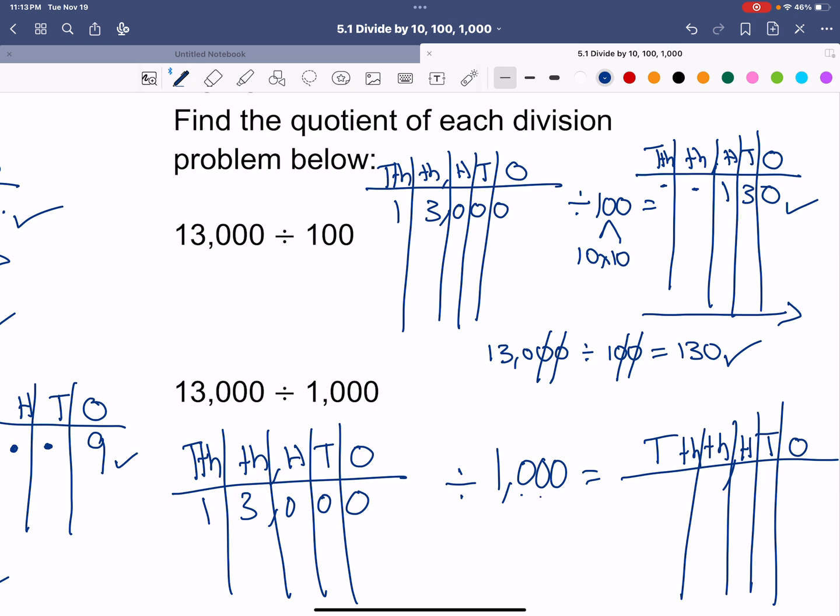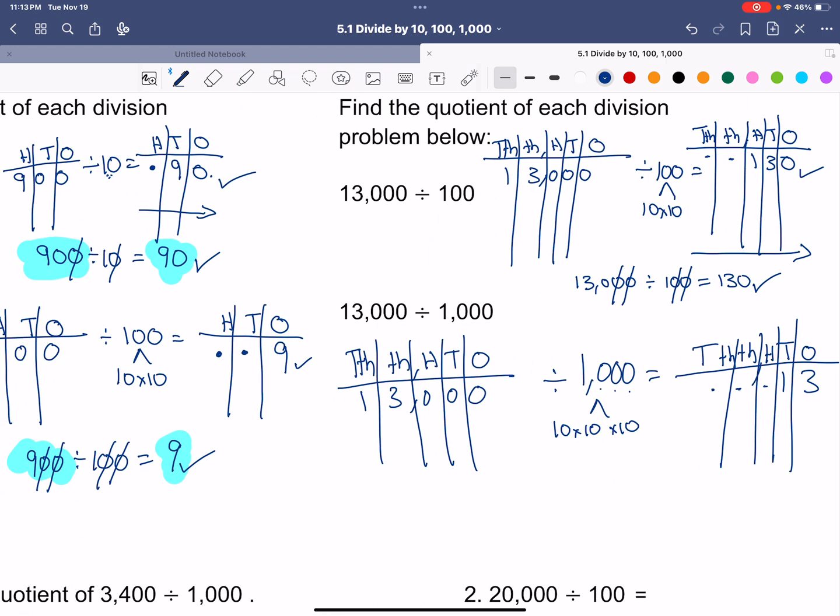Let's see, I have 1, 2, and 3 zeros. So that means I will have 10 times 10 times 10. How many places is that? That's going to be 3 places. So 1, 2, 3, and then I will start 1, 3. Okay, so 13,000 divided by 1,000 equals 13.